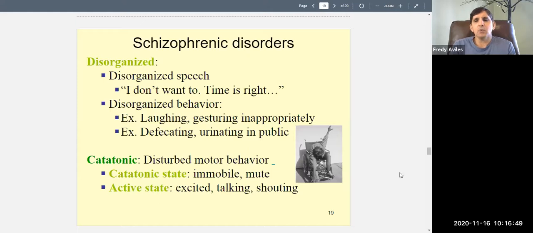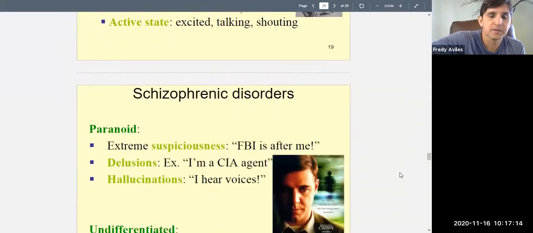And they may stay that way for minutes or hours. And then they can have what's called an active state, where they're the opposite. They're excited, they're talking, they're shouting. So one time they're frozen, the other time they're the opposite. Disorder of movement, that's called catatonic schizophrenia. It's really weird, but it does exist.